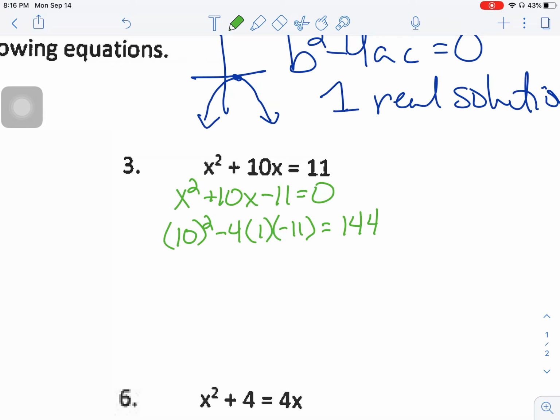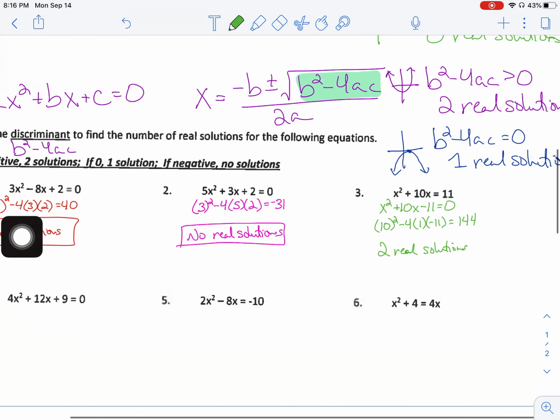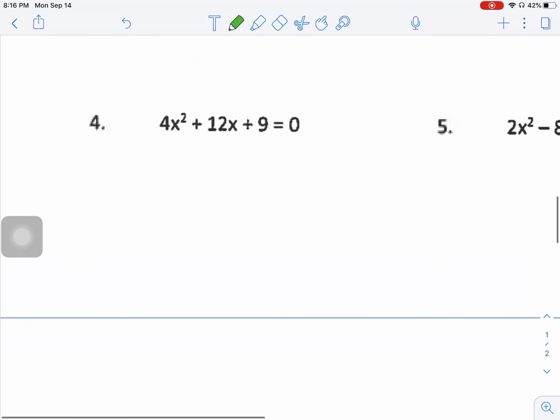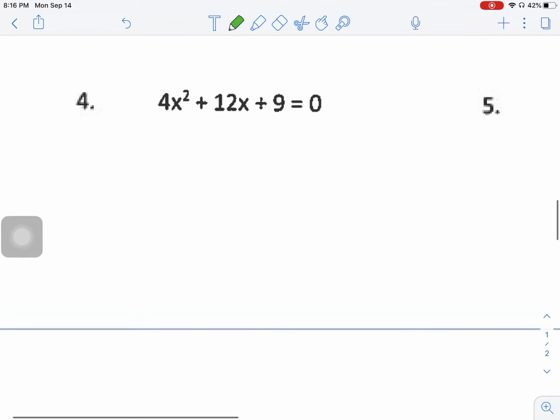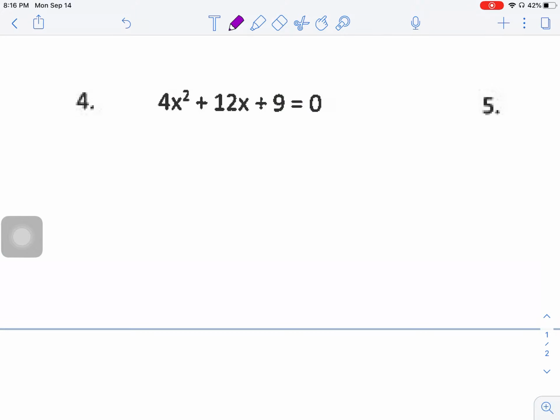So positive value here, which means I have 2 real solutions. As long as I spell the word real correctly. So again, if it's positive, this doesn't tell me that my solutions are 144 or anything like that. It's just a positive value, so I know I have 2 real solutions. Let's go ahead and hit on down to problem number 4 here. Number 4 is in standard form. I like when that happens. Of course, if it's not, you just put it in standard.